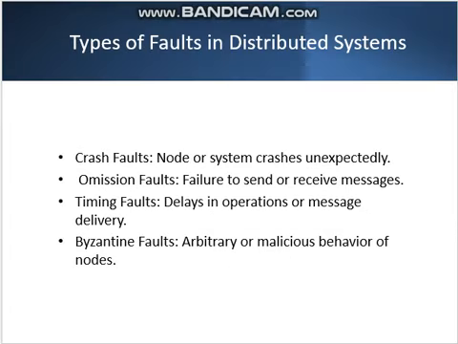So, what are the types of faults in distributed systems? There are multiple types of faults in distributed systems. Number one is crash faults. In crash faults, imagine we have a server that crashes due to a hardware failure. The system must detect this and redirect tasks to other servers. The second one is omission faults. Omission faults mean failure in sending or receiving messages, like losing a packet in a network, which can disrupt coordination.